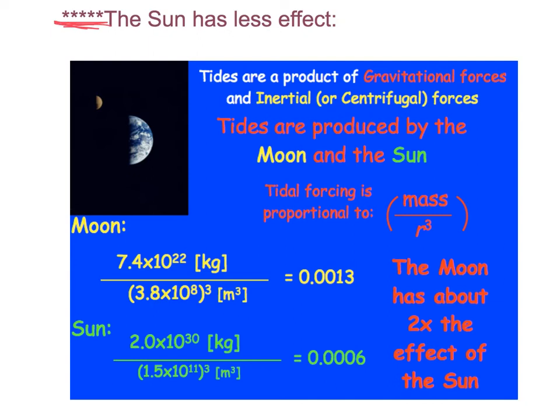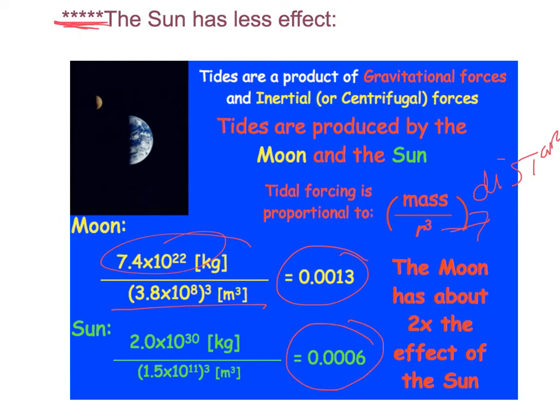Now, if you're interested in the math, in this case, the R means the distance. So this is pretty simple math. So you have your mass divided by your distance cubed, and you can see that the moon's gravitational force is bigger than the sun's. So the moon has about 2 times the effect of the sun. So I may ask you which is greater. I may ask you how much more, but you don't need to know the numbers. If you're interested in the math, there it is.